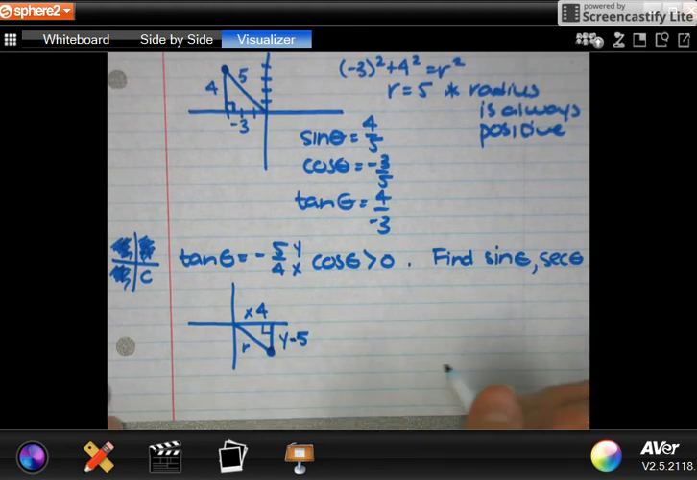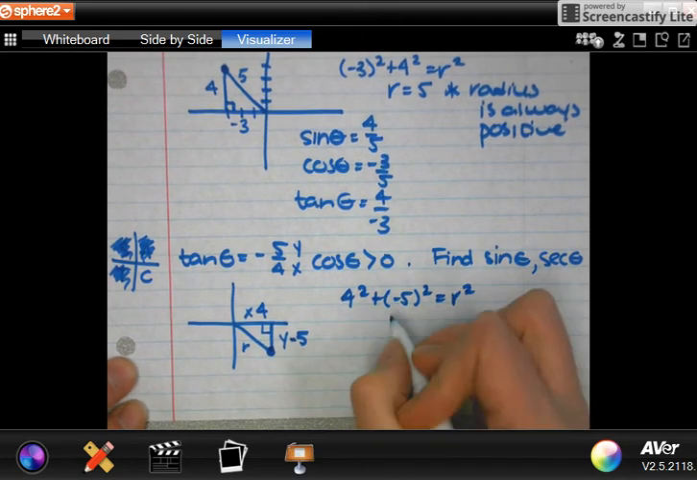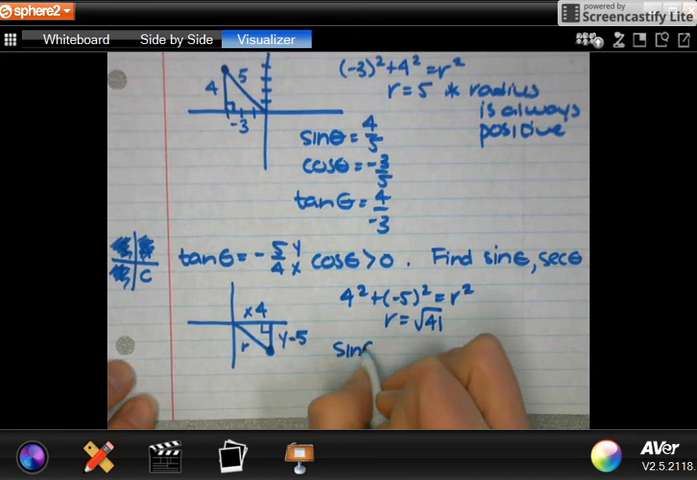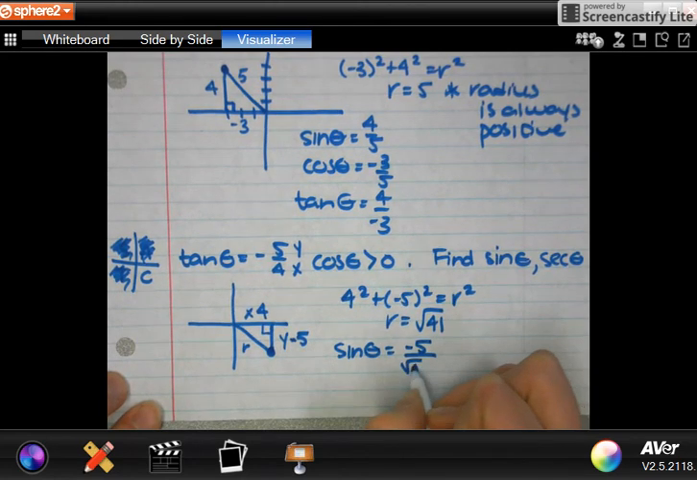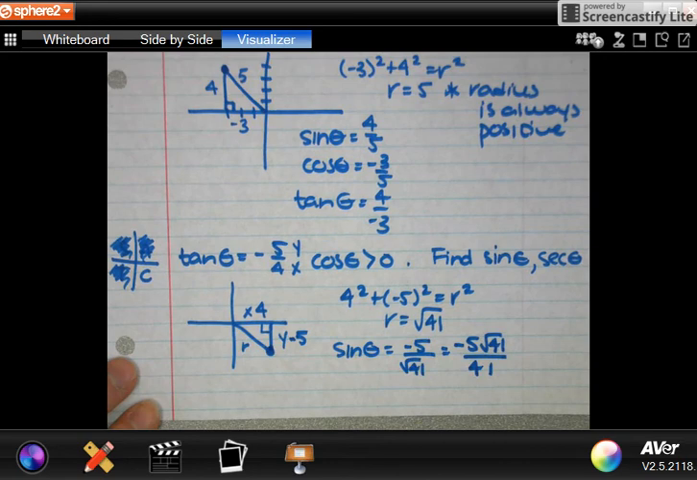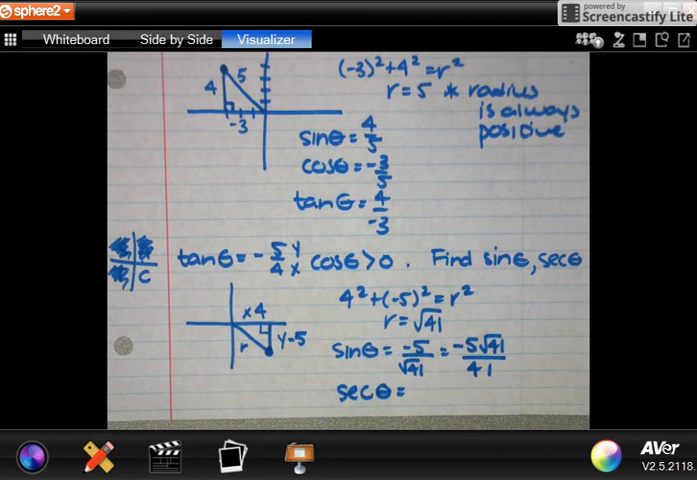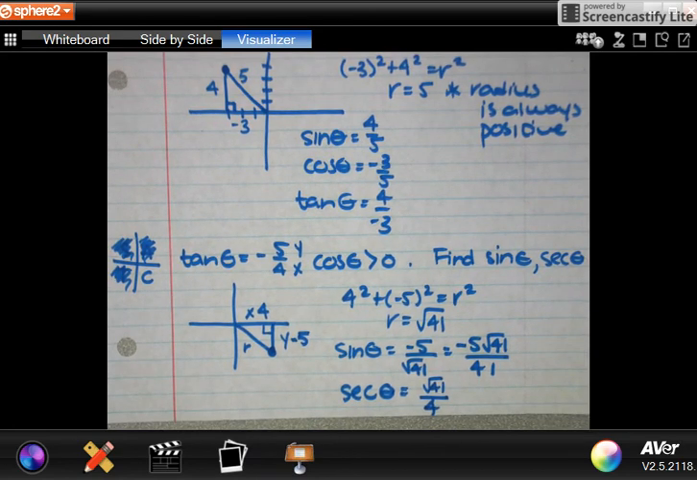From there, I would again use Pythagorean theorem to find that r is the square root of 41. So sine is y over r, so negative 5 over the square root of 41, which rationalizes to negative 5 root 41 over 41. Secant is r over x, so secant would be the square root of 41 over 4. Here are some problems for you to try on your own.